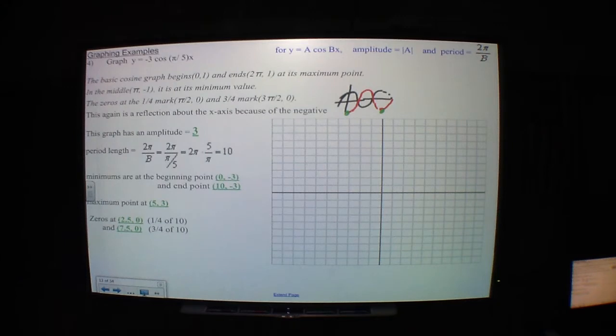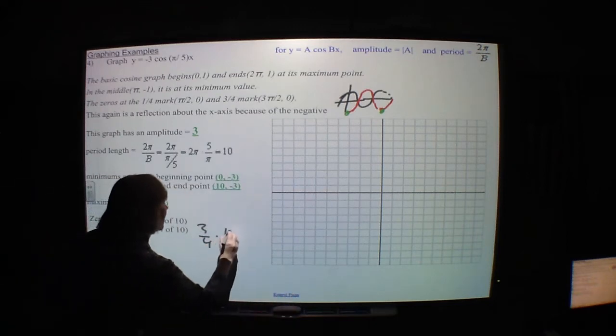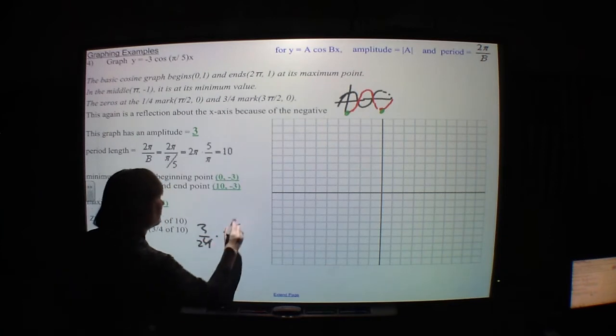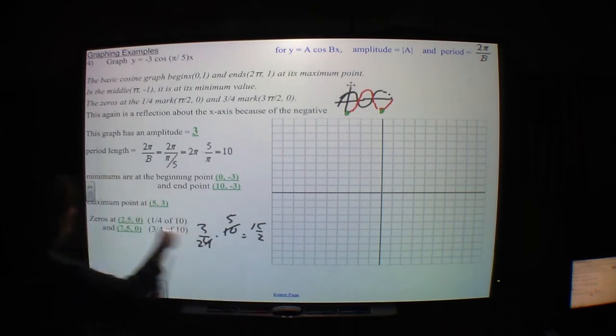If you want, you could also do 10/4, which is 5/2. You can just write it as 5/2 if you want. And 3/4 of 10. You could write 3/4 times 10, I'll show you, 3/4 times 10, and then it reduces to 30/4, which is 15/2, which is still 7.5.